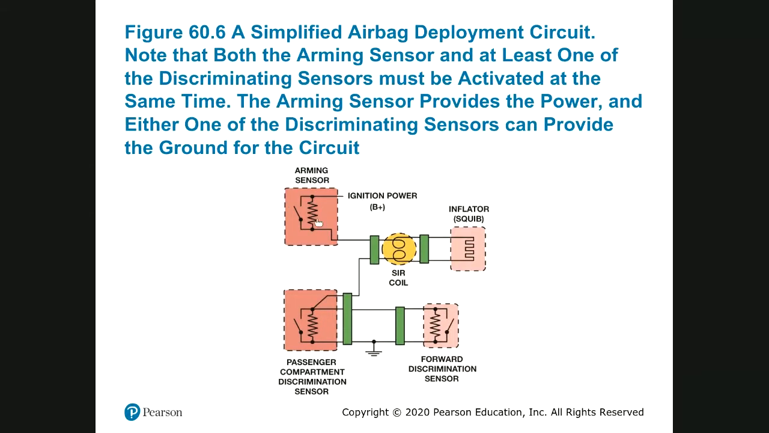And again, a lot of times that comes in here on one side. Again, your SIR coil, you've got a power and a ground side here. This will go to the passenger side or discriminating sensor here. And a lot of times that is from your sensing and diagnostic module. Then another forward discrimination sensor there. So be aware of that. I usually have two forward sensors on older vehicles. Now we've got basically one on the center line of the vehicle. That's worked out really well.